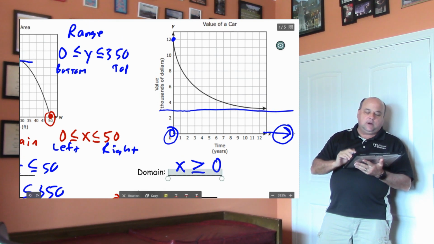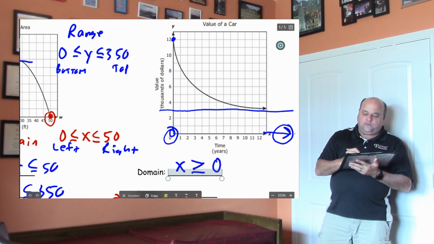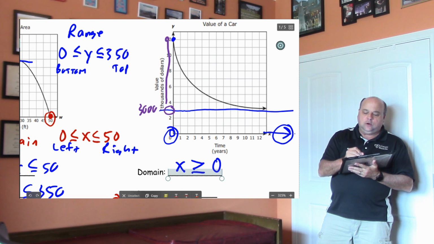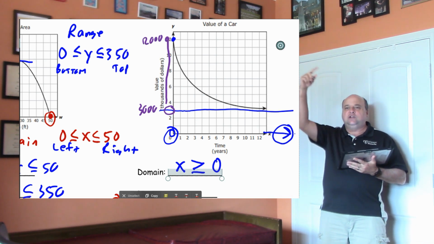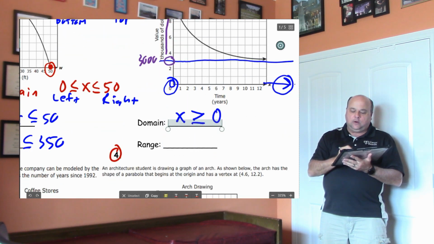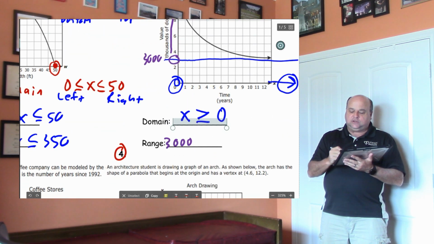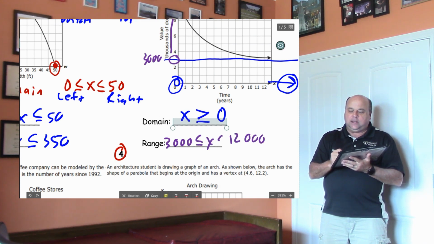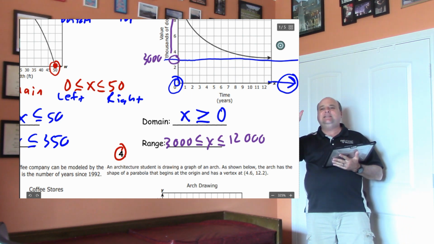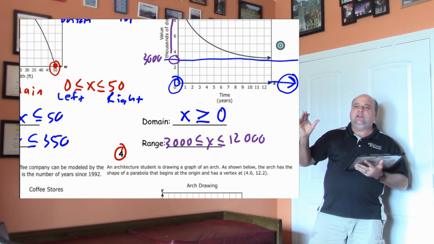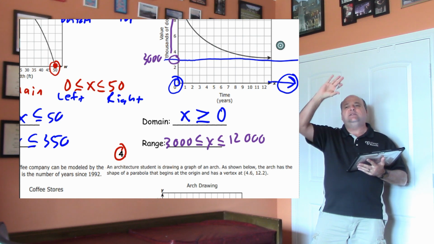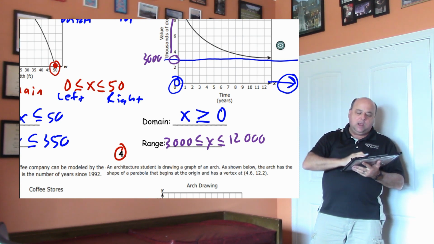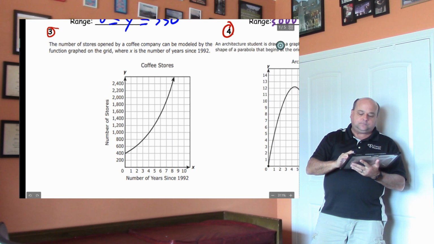Now then, let's look at your range. Your range is going to go from here, which is 3,000, up to right here, which is 12,000, isn't it? So your range goes from 3,000 to 12,000. The bottom of the chart is 3,000. The top is 12,000. You put y in the middle, and you put less than or equal symbols. Piece of cake, okay? You haven't done this yet. You're just limiting your x's and you're limiting your y's. Let's go to number 3.